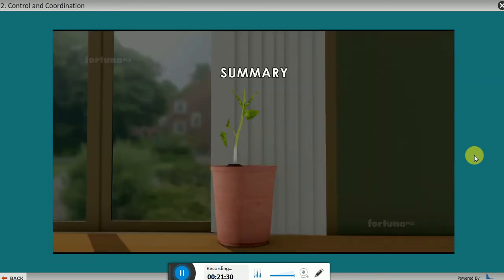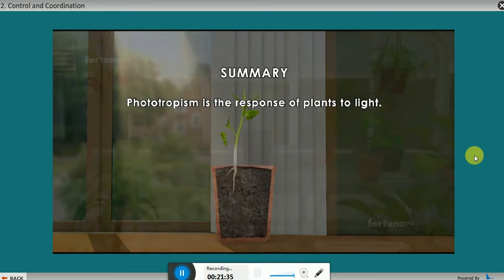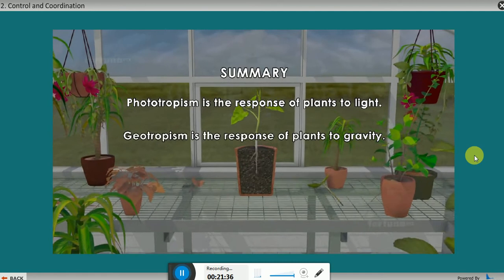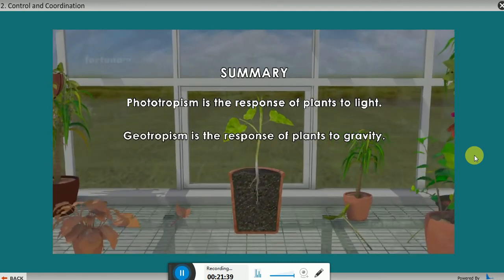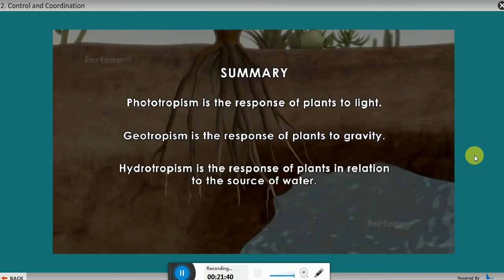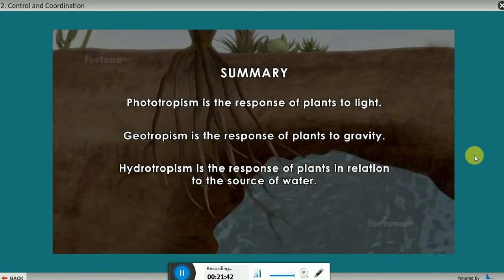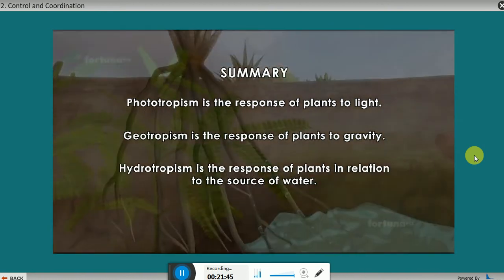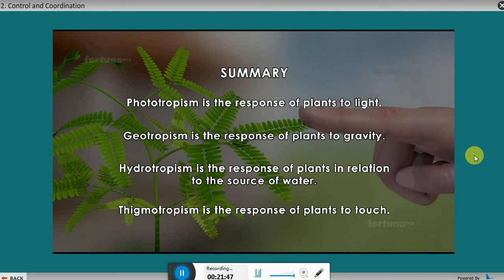Summary: Phototropism is the response of plants to light. Geotropism is the response of plants to gravity. Hydrotropism is the response of plants in relation to the source of water. Thigmotropism is the response of plants to touch.